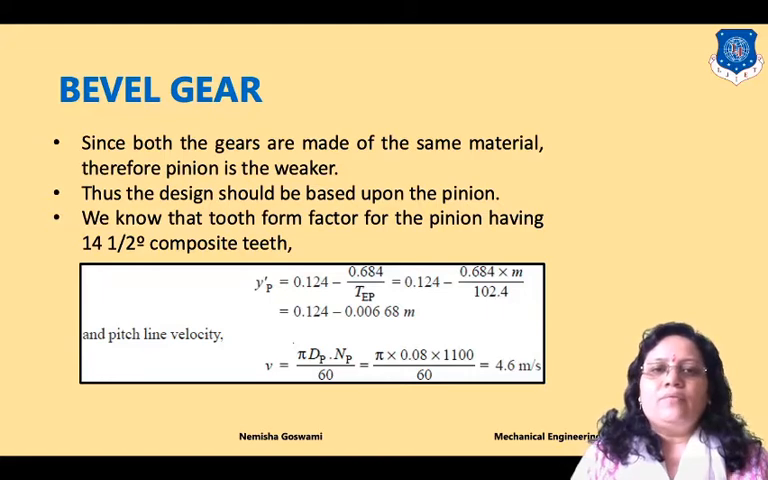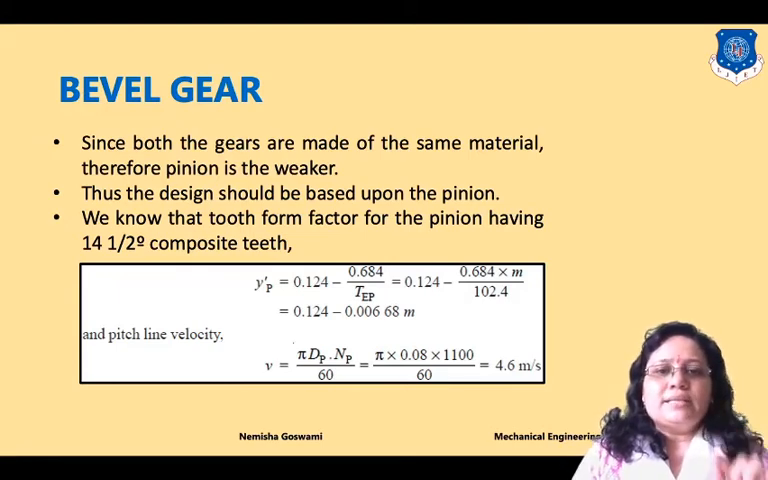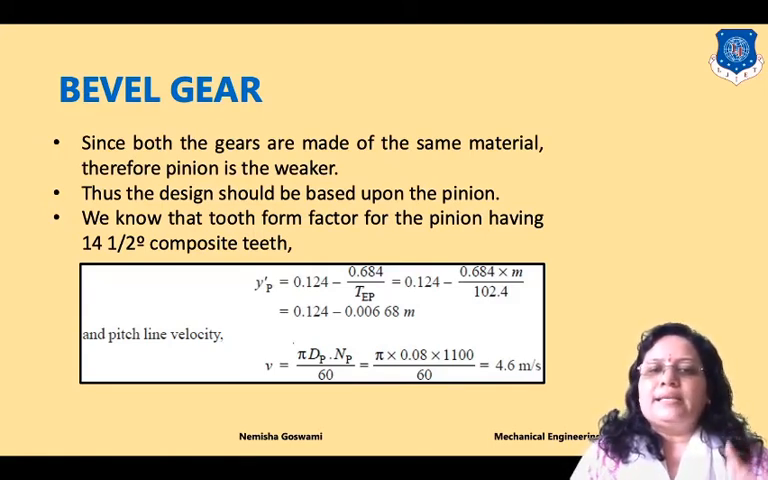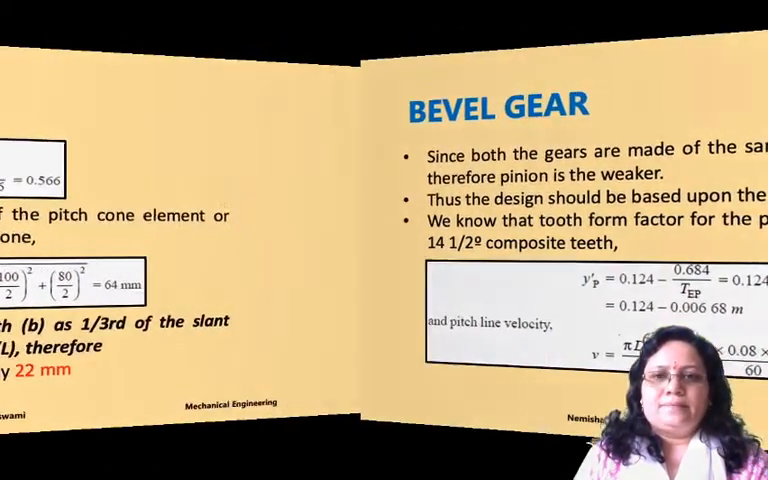Now what is the next step? You have to find out the velocity factor. For that you first have to find the pitch line velocity. Pitch line velocity or rubbing velocity is V is equal to pi dP NP by 60. We will put the values of dP and NP, and you will get the rubbing velocity. So this is equal to 4.6 meter per second.